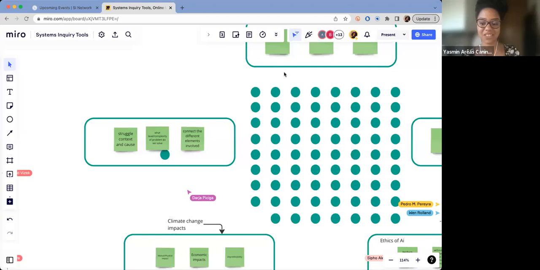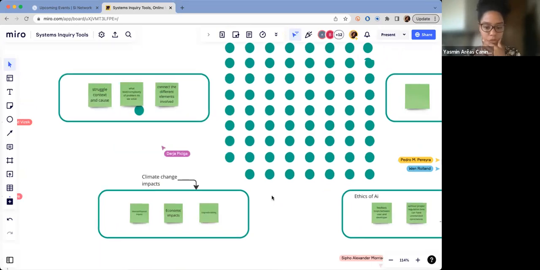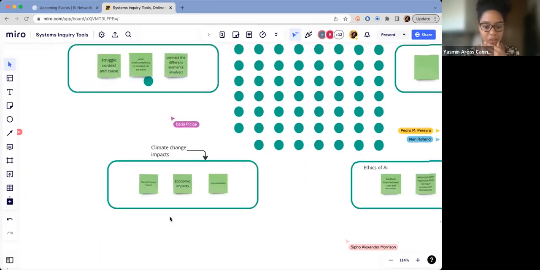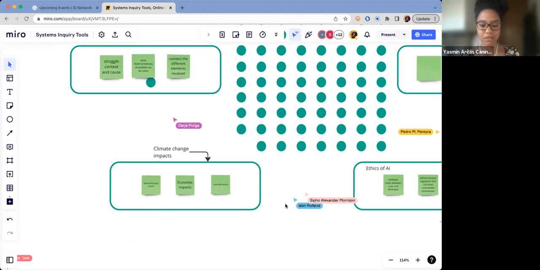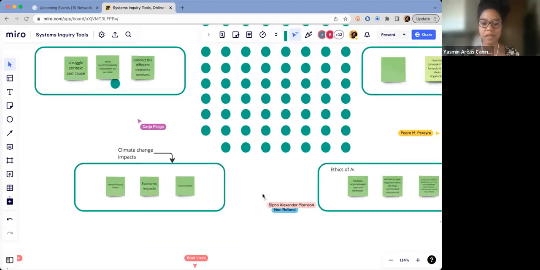Good, thank you group one. So yeah, group two, you have here mental, physical impact, economic impacts, and then unpredictability. So would you like to speak on that?